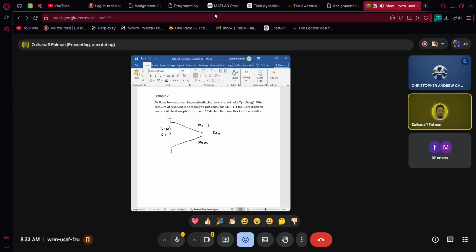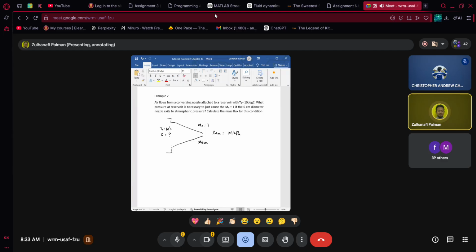The 6 centimeter diameter nozzle exits to atmospheric pressure, P atm, absolute. We're talking about absolute. In compressible flow, you must always consider that the pressure is absolute, not gauge pressure. Calculate the mass flux for these conditions. So here P atm is about 101 kPa.